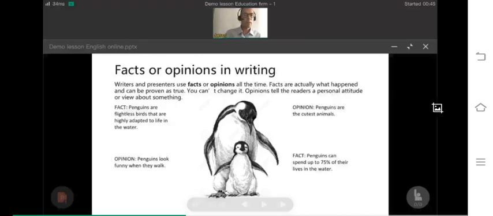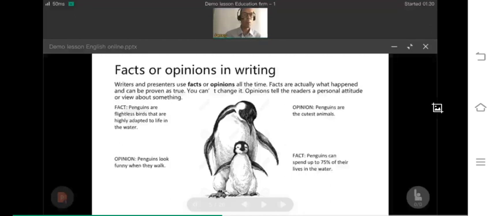I would like to explain to the students about facts or opinions. Writers and presenters use facts or opinions all the time. Facts are actually what happened and can be proven as true. You can't change it. Opinions tell the readers a personal attitude or view about something. Take a look at these two penguins. Penguins are flightless birds that are highly adapted to live in the water. Now that's a fact. Can anyone tell me why? That's right, it's true, it can be proven.